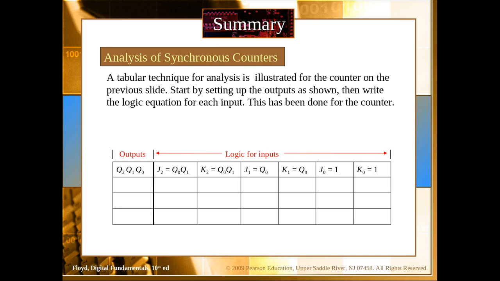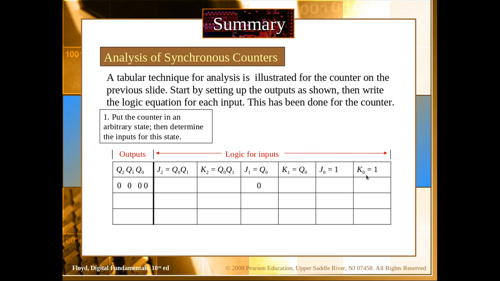So here is some analysis of the outputs. We have Q2, Q1 and Q0 for a 3-bit synchronous counter. J2 is equal to Q0 AND Q1, the AND between the previous two outputs. K2 is also the same. J1 is Q0, the previous output, because this is just a single output. K1 is also equal to Q0. J0 and K0 are both constantly high.